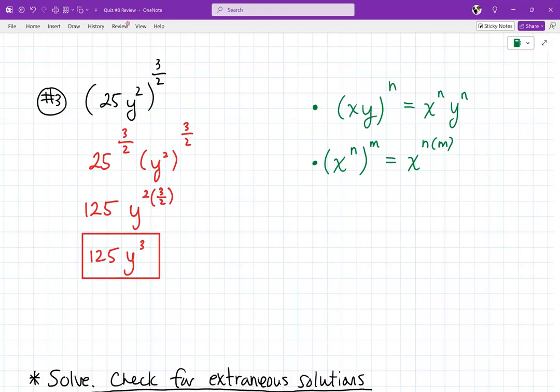So you will use your calculator to do the 25 to the 3 halves. You can also use your calculator to multiply 2 times 3 halves. Okay? So just make sure you punch it in properly. It should give you an answer of 3 for that, and you're good. If you want to do it by hand, just so you know, 2 times 3 halves, basically this cancels right here. So that's why the answer is 3. Okay? But like I said, just punch it into your calculator. You should be fine.